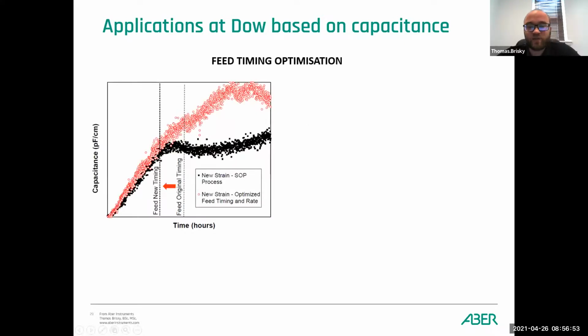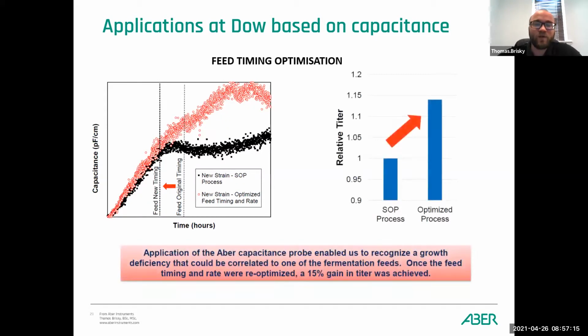Another application at Corteva where Aber capacitance was used was to determine feed timing, much like in Biogen. You can see on the graph here that before capacitance was used to optimize the process, the original feed was performed later, whereas with capacitance, it was optimized to perform much earlier. And this caused an immediate improvement not only on the cell growth profile, but it also improved their titer by 15% just by implementing a different feed timing.